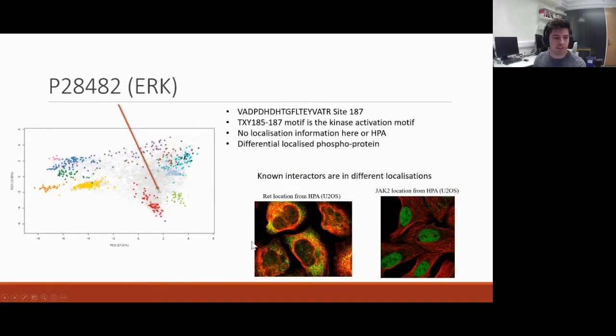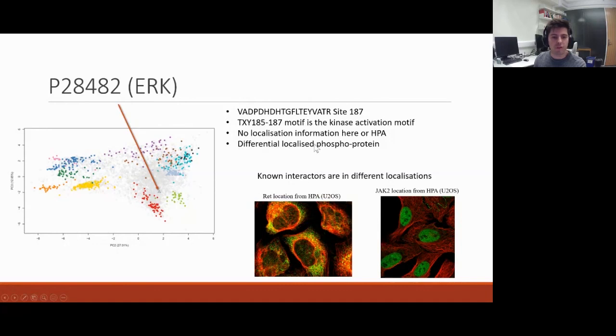Some examples we see in the data, so one we're particularly interested in is ERK. We're very fortunate to measure this tryptic peptide and a phosphorylation at site 187. This is curious because this falls in exactly the kinase activation motif for this protein. Unfortunately, we don't have much localization information here or in the Human Protein Atlas. It kind of floats in the middle of nowhere.